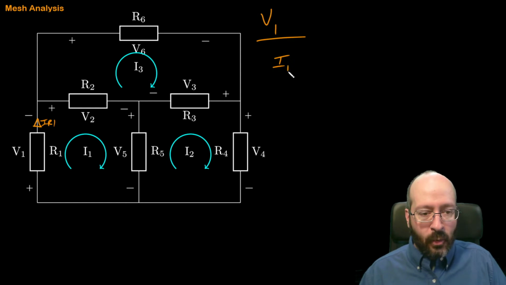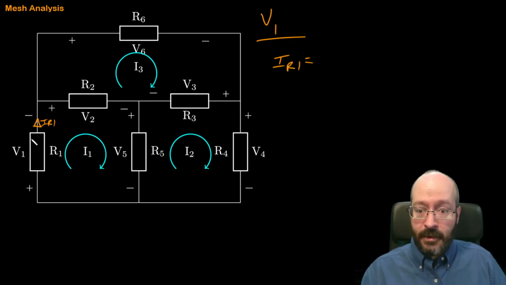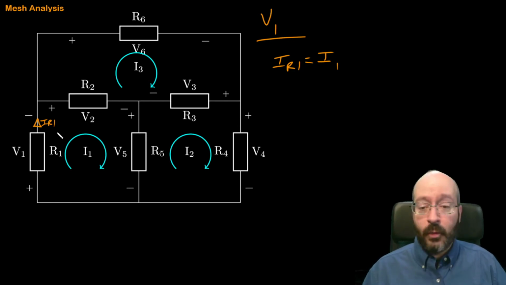So IR1 is equal to, and we know how to do that from the last video, right? I1 touches it and goes in the same direction. I2 doesn't touch it. I3 doesn't touch it. Done. So we know what the current through the resistor is.